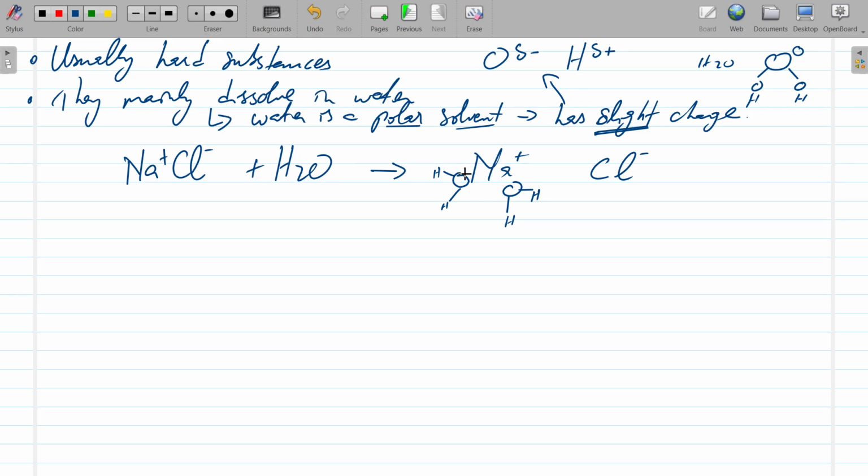And so sodium is attracted by the water molecule surrounded with oxygen going first because of the slight negative. In the case of chlorine, it is surrounded by water molecules with hydrogen going first, again because of the delta positive or slight positive charge. Is this making sense? Yes.